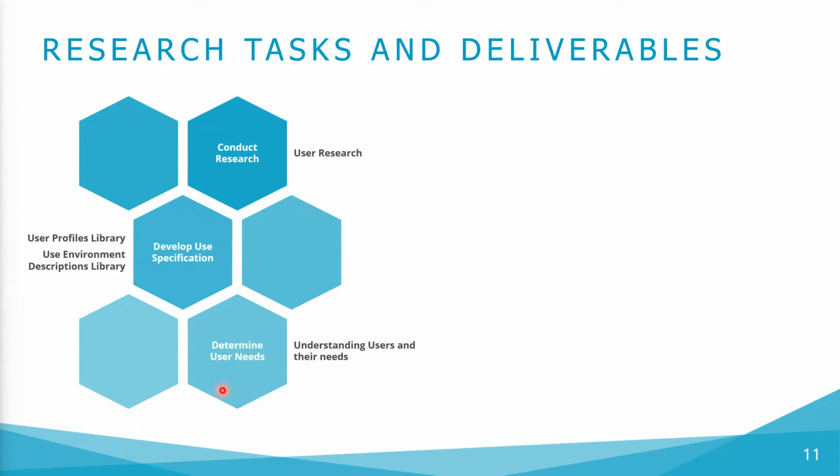Determine user needs. During this step, we use the data and insights from our research to define user needs. User needs are actionable problem statements, and their purpose is to capture what we want to achieve with our design, but not how you will achieve it. That's a product requirement. User needs are often phrased as "the user needs to be able to."